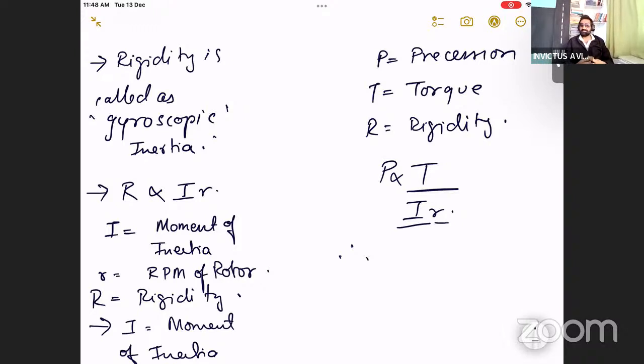What I'm expecting is rigidity is directly proportional to the moment of inertia. Moment of inertia is defined by the mass of the rotor and the effective radius of the rotor, and the RPM, which needs to be higher. Higher the moment of inertia, higher the rigidity. Higher the RPM, higher the rigidity. That's it. It didn't take me even 10 seconds to say. What is going on? Is this a joke?